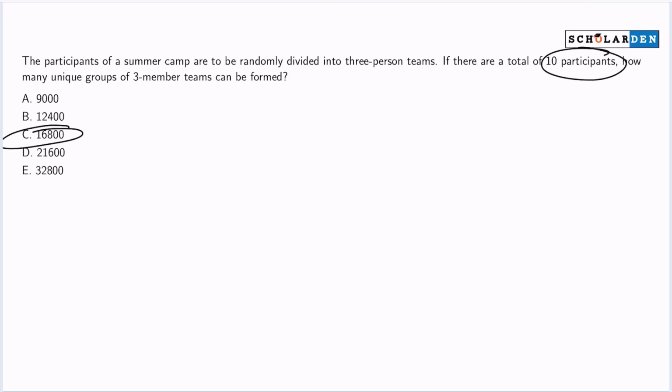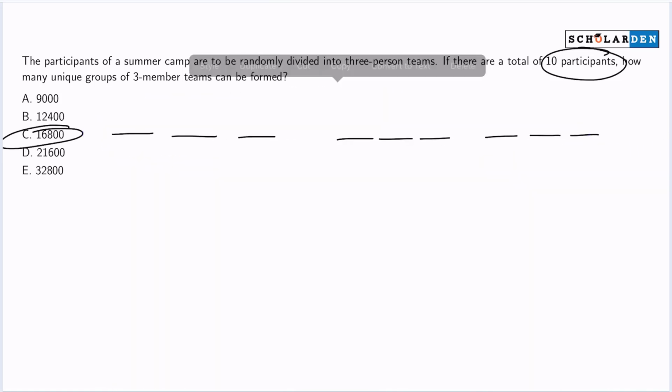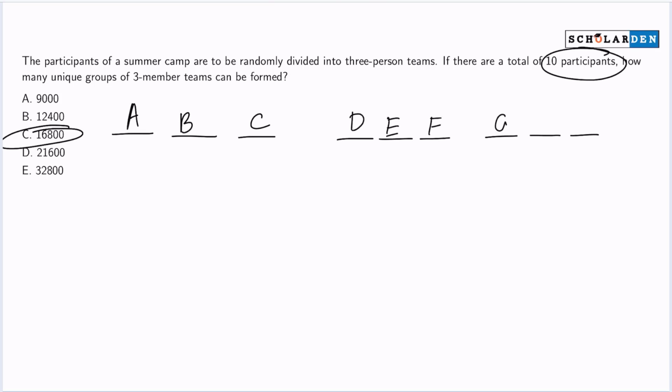And since we have 10 participants, how many teams can we form? We can form 3 groups of 3, and then there's that one person that didn't get picked. So we have group 1 can be these 3 people, group 2, and then group 3. And then we have that one person at the end who didn't get picked. So how is this going to work? Well, first of all, we can go ahead and mark them off as A, B, C over here for the first 3, D, E, F, G, H, and I. And then the person J is that loner that just didn't get picked. So they probably don't even count here.